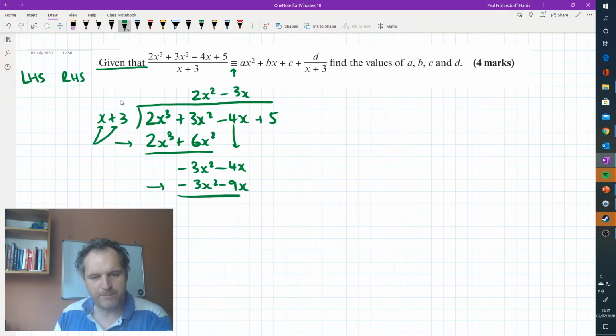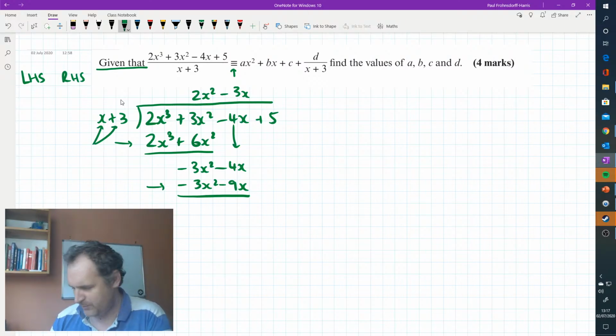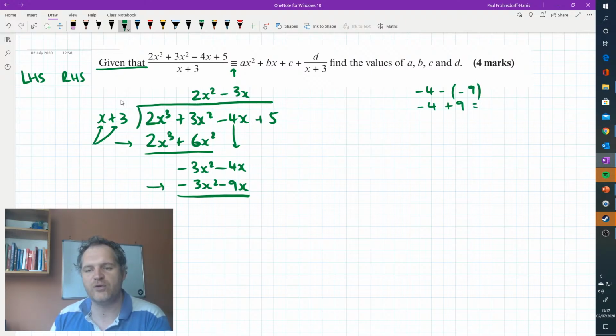And this is possibly the biggest area for mistakes in algebraic division, so it's massively important that we're paying attention here. Minus 4 minus minus 9 is the same as minus 4 plus 9, which is 5. If you make a mistake in your algebraic division, this is the most common place that it's going to be made, in remembering that when you minus a minus, it ends up being addition.